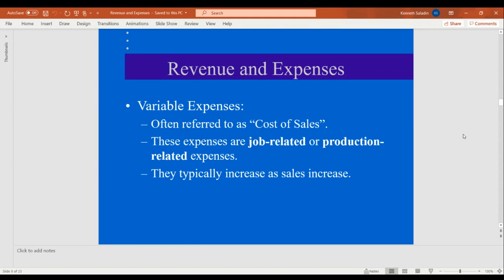Variable expenses can go by another name. Some people refer to them as being cost of sales. And here's the important thing to remember. Variable expenses are job-related or production-related expenses. They will typically increase as sales increase. So the more units you make, the more sales you have, the greater your variable expenses are going to be.